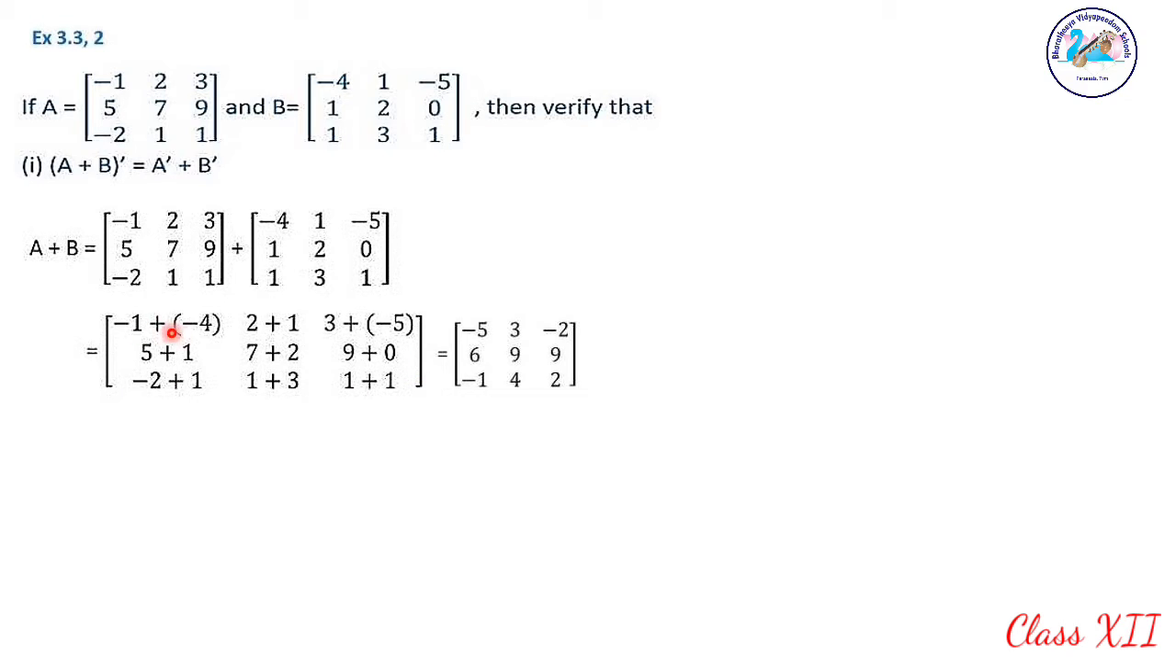So minus 1 minus 4, that is minus 5. 2 plus 1, that is equal to 3. 3 minus 5, that is minus 2. 5 plus 1, that is 6. 7 plus 2, that is 9. 9 plus 0, that is 9. Minus 2 plus 1, that is minus 1. 1 plus 3 is 4. 1 plus 1 is 2. So this is our A plus B.